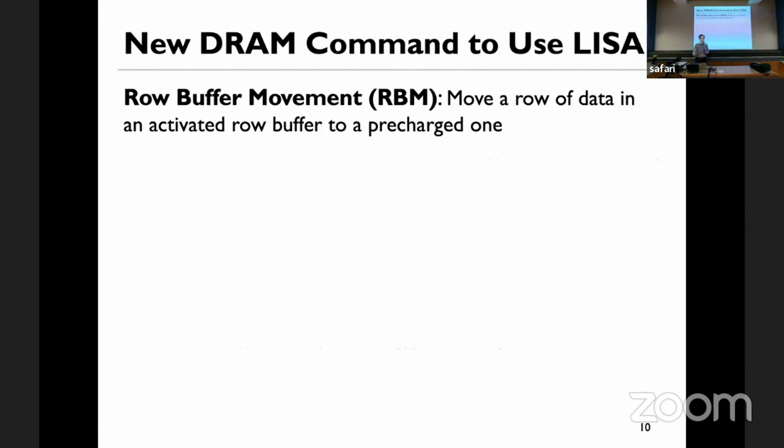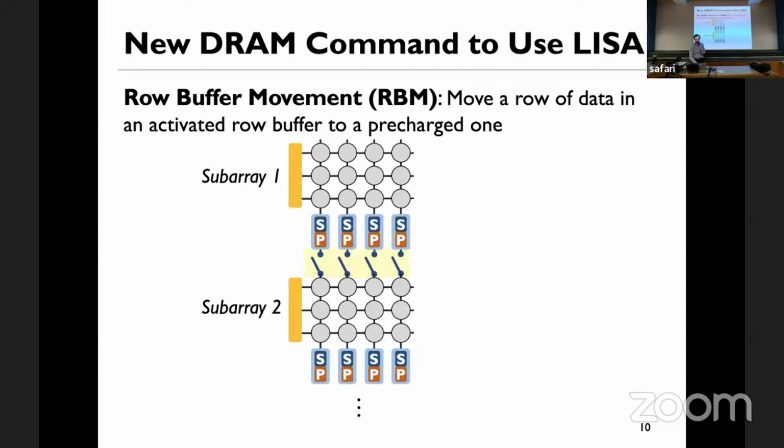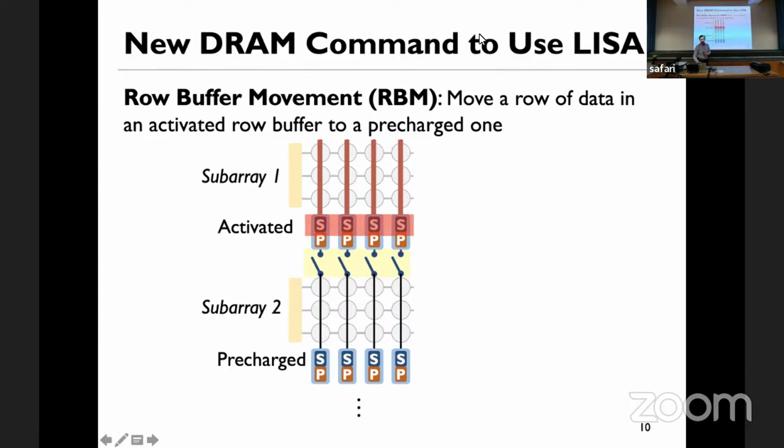Okay, so let's take a look at how this is done. So basically, you have subarray 1 over here. These are the sense amplifiers and the pre-charge circuitry. That's what S and P stand for. And we add these isolation transistors between the subarrays. And we introduce a new command called row buffer movement. So let's say you activate subarray 1. This is normal activation, one row in subarray 1. It gets stored in the sense amplifiers and amplified.